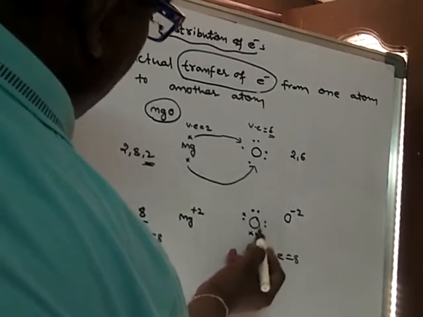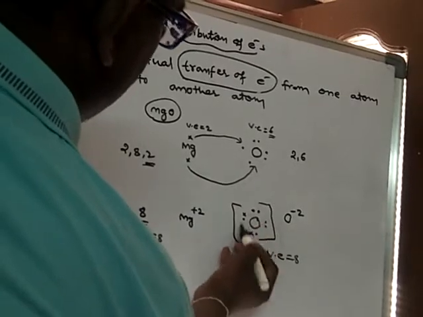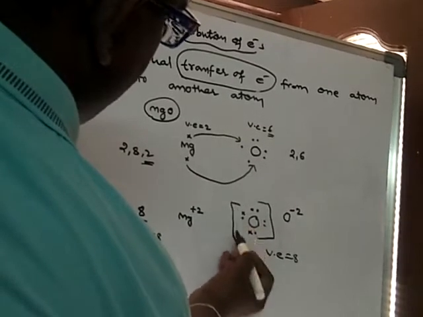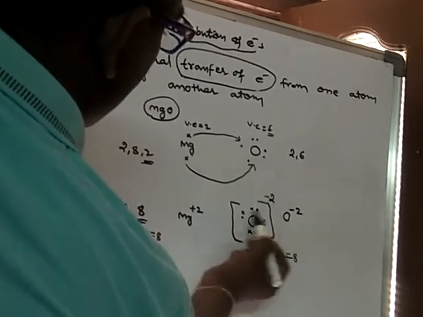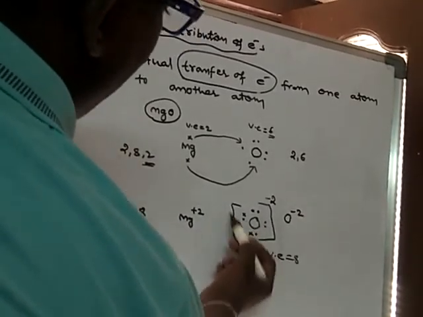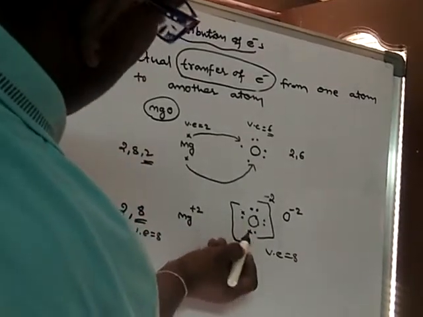We have to write the negative charges also by using a square bracket like this. So the Lewis symbol should be enclosed in a square bracket, and the charge, -2, we have to write above that square bracket. So why -2? Because there are 2 foreign electrons.